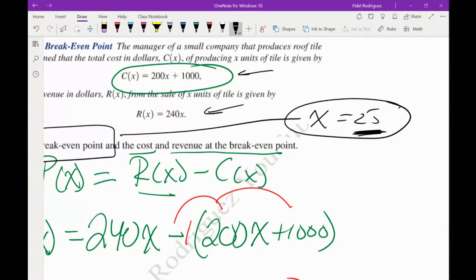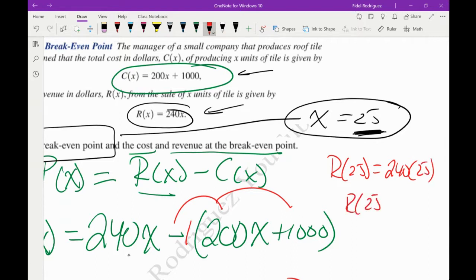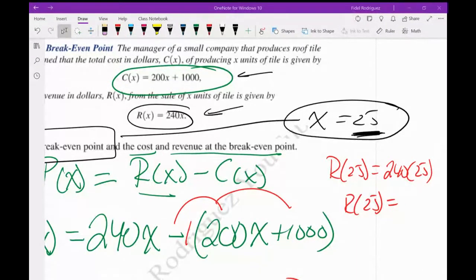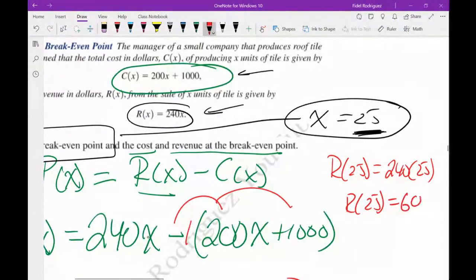25. Okay, let me ask you a question. Which equation should we use? The top one or the bottom? Which one would be easier for us to do? The bottom one, because all you got to do is multiply it by what? 240 times 25, right? So look, we're going to go like this. R of x, or actually I should say R of 25, equals 240 times 25, which is 6,000. Okay.